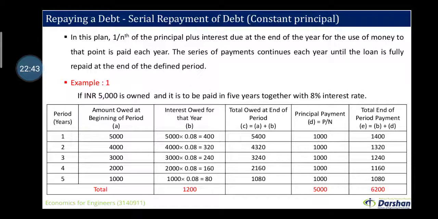There is 5,000 rupees owed, to be paid over 5 years at an 8% interest rate. So in the first year the amount is 5,000 multiplied by 0.08, that is 8 divided by 100, so you get 400 rupees as the interest. So 5,000 plus 400 is 5,400 rupees, and you should pay 1,000 rupees per year. Okay, so P divided by N means the principal payment, where 5,000 is your amount.